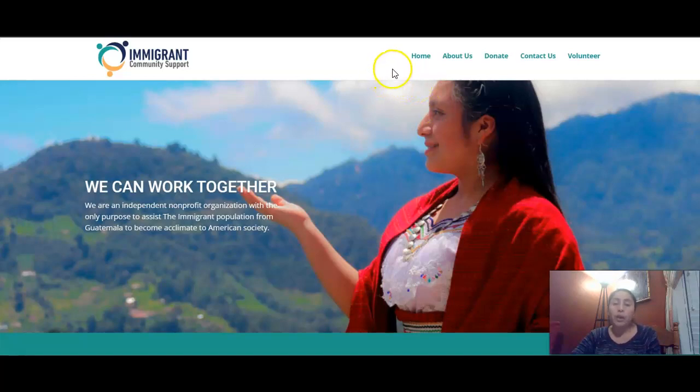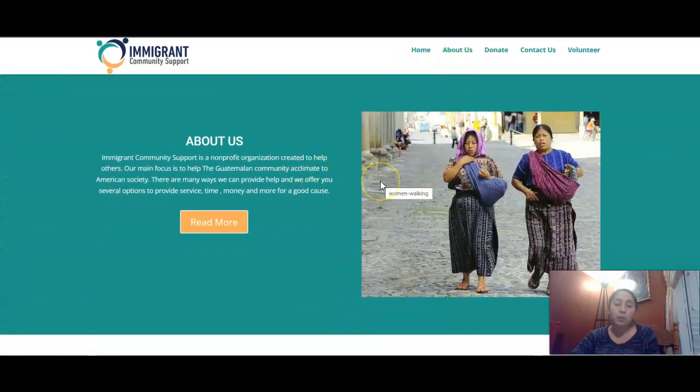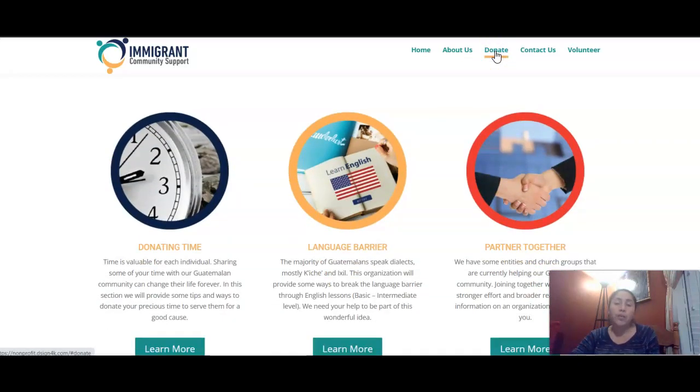So I have the navigation bar here with the homepage and About Us, which explains more about who they are and where they come from. I also have the other section that is Donate. I divided it into three categories: donating time, language barrier, and partner together.